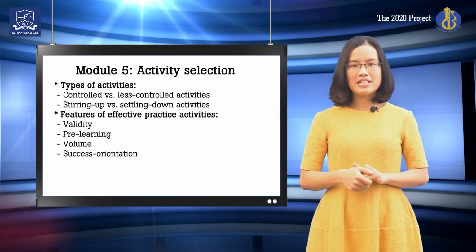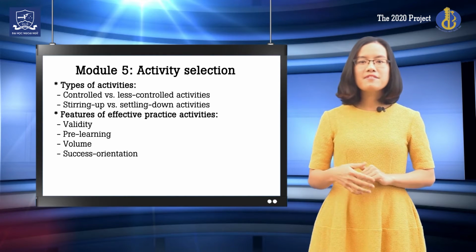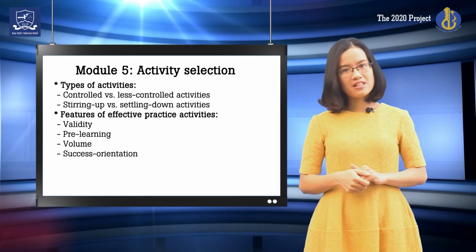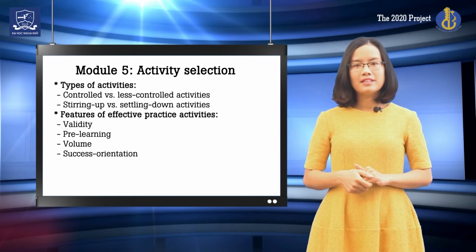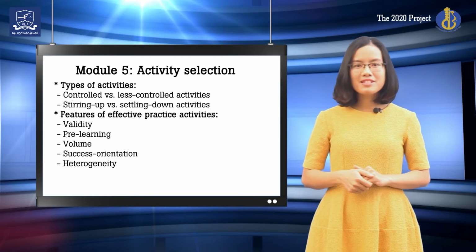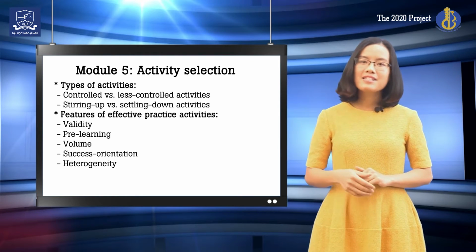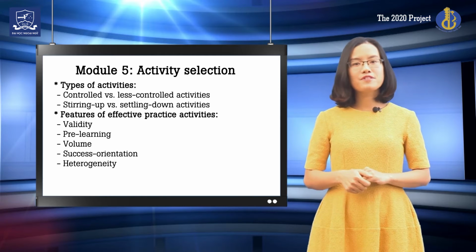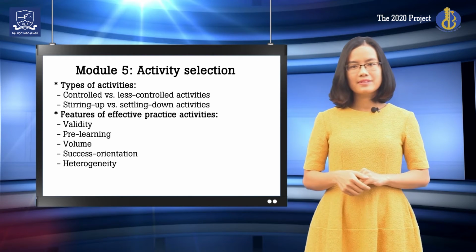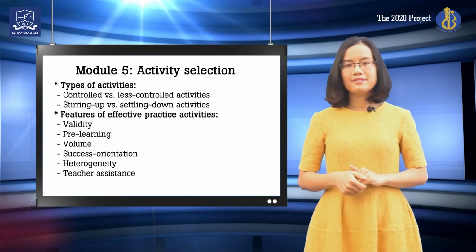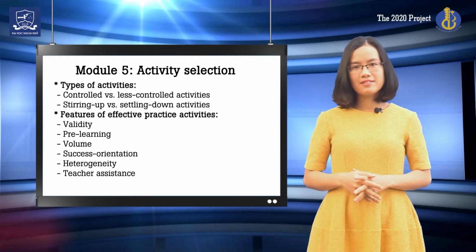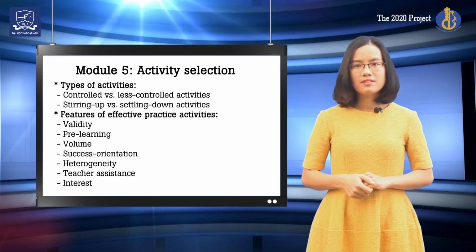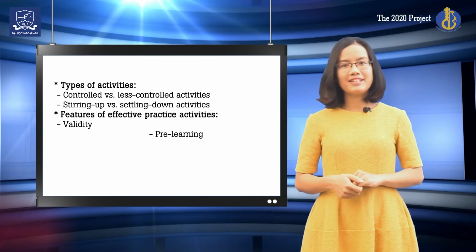Success orientation. The activity offers a little challenge for students to do the task successfully. And next one, the majority of students. The activity aims at students of different levels. Teacher assistant. Teacher provides help while students are doing the task. And interest. Students like the activity.